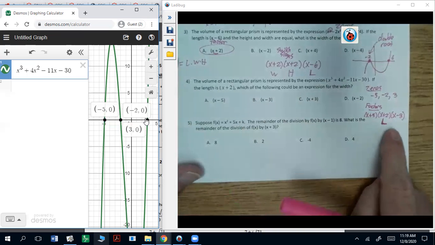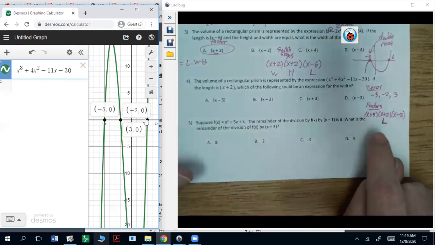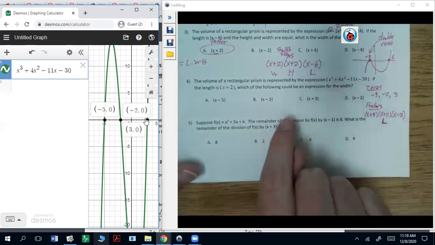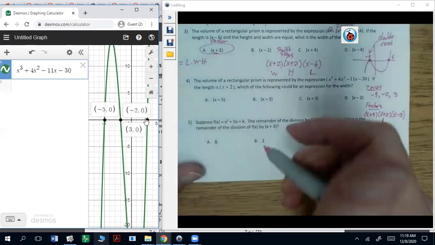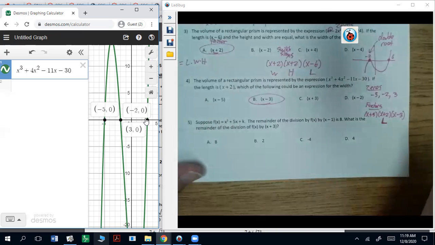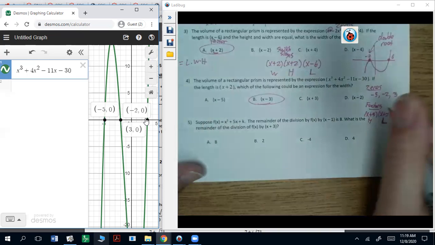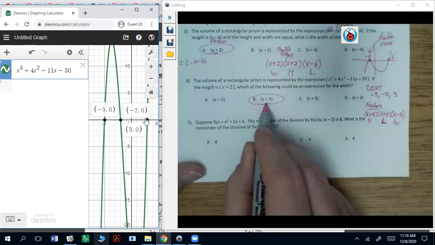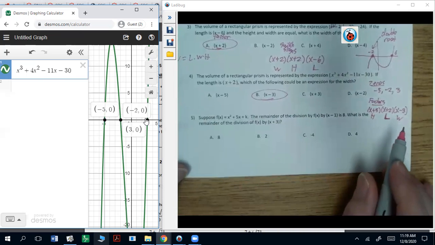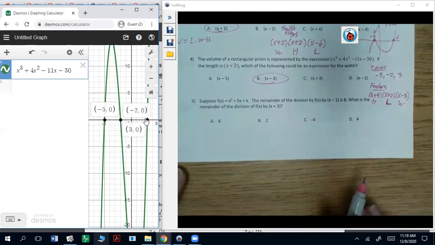So I don't know which one is the width or the height, but I do know that the only one of these two represented here is x minus 3, right? So this could be your width, this could be your height, and since we don't have x plus 5 available, then it's going to be the x minus 3. And question number 5.